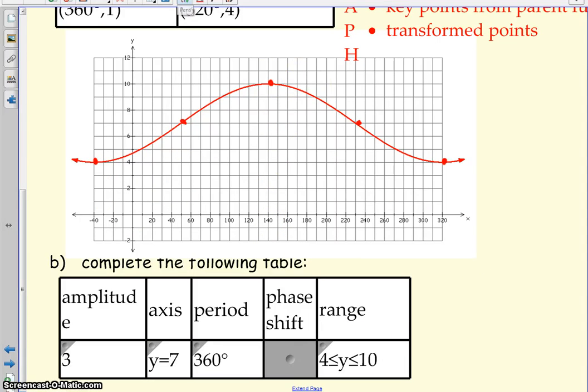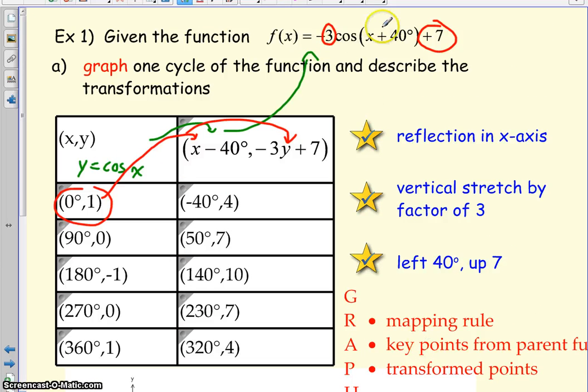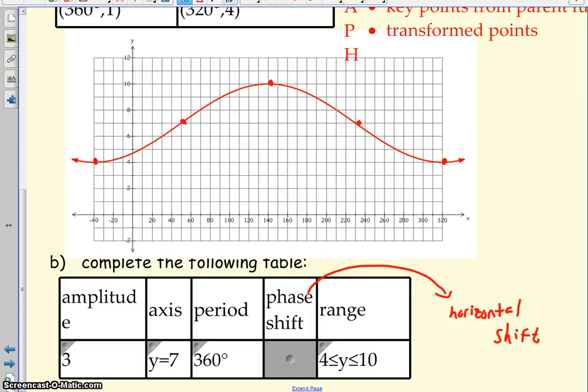Okay, phase shift, again, it's a term that you may have seen in physics before if you've taken waves yet in that course, but if you haven't, that's okay. What phase shift is really talking about is how far the original function has been shifted horizontally. So with a sinusoidal function, phase shift is really just what we mean by horizontal shift. Okay, so in our case, we can look at our transformations, look at our equation. The x plus 40 means left 40 degrees. Okay, so our phase shift is just going to be left 40.